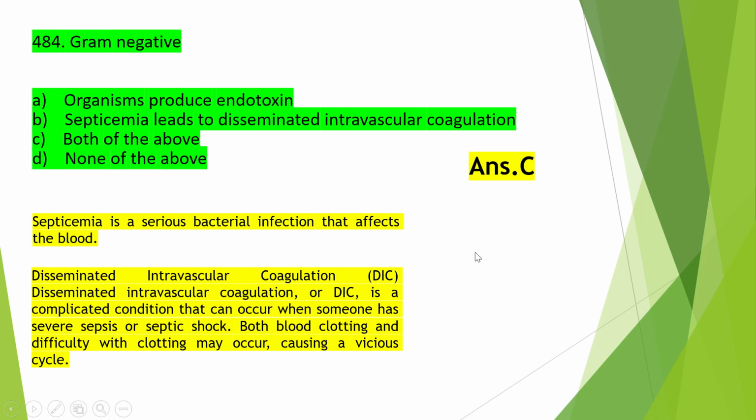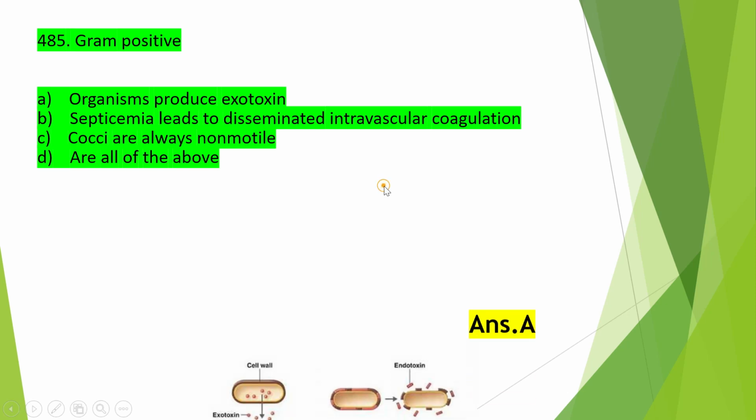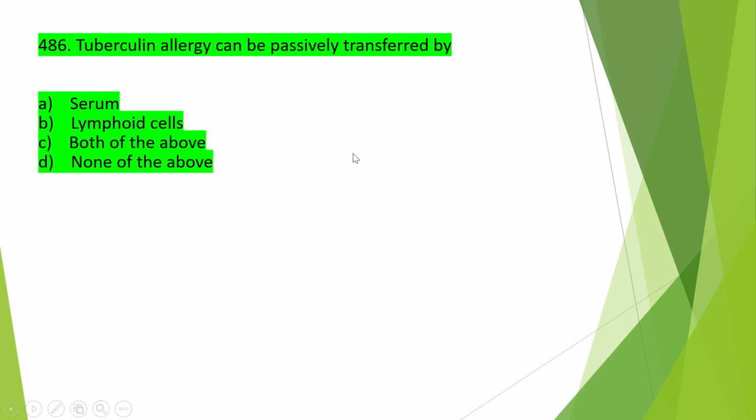Okay. So the next one is: gram-positive organisms produce exotoxin, or septicemia leads to disseminated intravascular coagulation, or cocci are always non-motile, or all of the above. The right one is option A. So gram-positive organisms produce exotoxin. Okay. So exotoxin means they are produced inside the cell but they act outside of the cell. That's why they are called exotoxin.